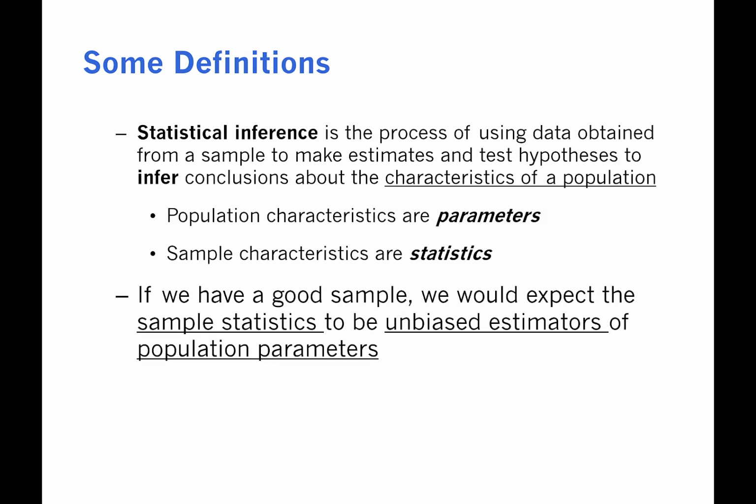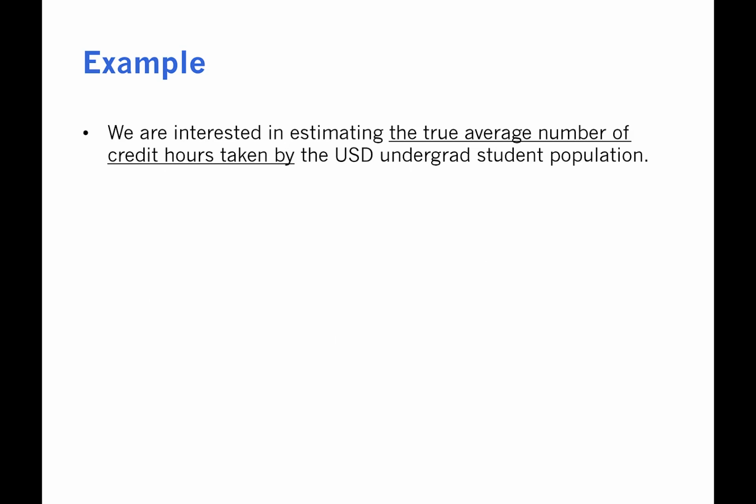A statistical inference is the process of using data obtained from a sample to make estimates and to test hypotheses to infer conclusions about the characteristics of the population. So the population characteristics are called parameters, whereas sample characteristics are called statistics. If we have a good sample, we would expect the sample statistics to be an unbiased estimator of the population parameter.